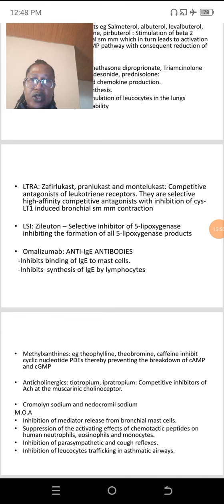Then cromolyn sodium and nedocromil sodium act by 1. Inhibition of mediator release from bronchial mast cells, suppression of the activating effects of chemotactic peptides on human neutrophils, eosinophils, and monocytes, inhibition of parasympathetic and cough reflexes, and lastly, inhibition of leukocyte trafficking in asthmatic airways.